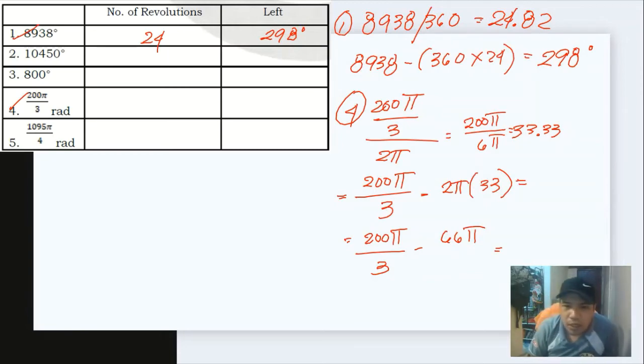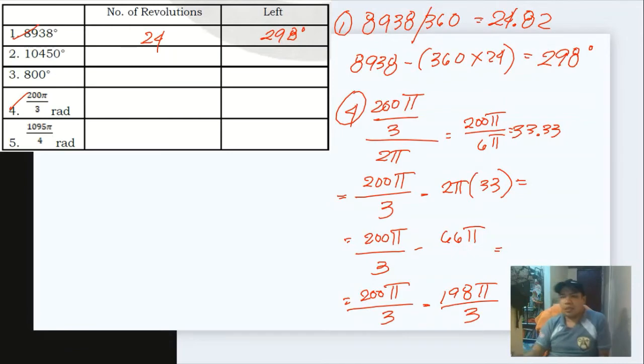So, this will be 200 pi over 3 minus 198 pi over 3. And that will be 2 pi over 3. So we have 33. At ang matitira is 2 pi over 3.